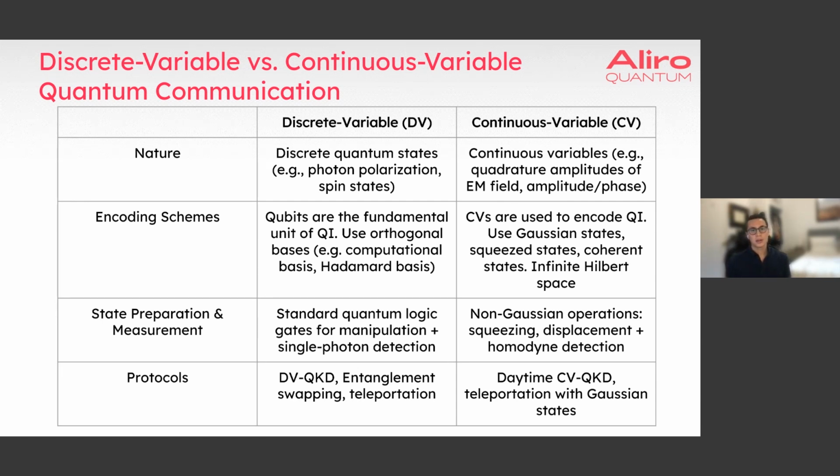In terms of the protocols, there's a lot of overlap here. I mean, both encoding schemes can support a variety of common protocols, say like quantum key distribution. But there are other applications that are, say, better suited for one type of encoding versus another. So, for example, recently it's been shown that continuous variable encoding may actually be beneficial for daytime environments when communicating over free space.